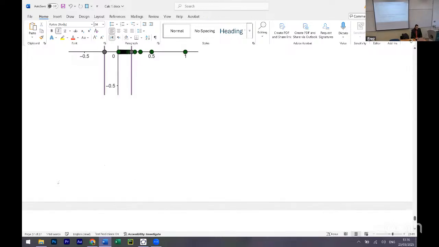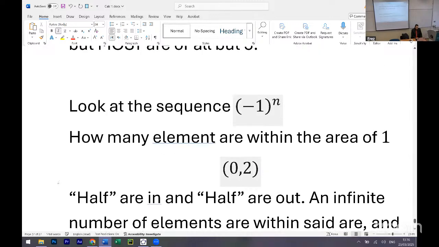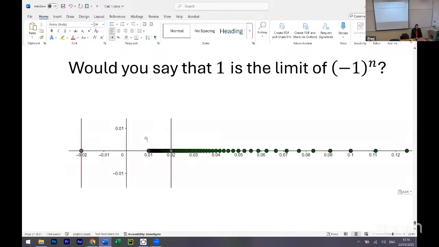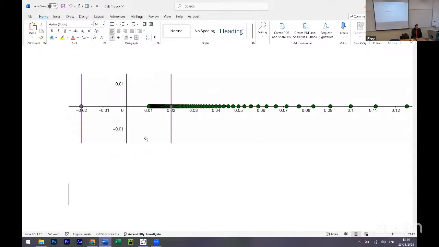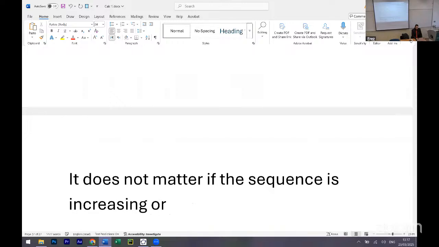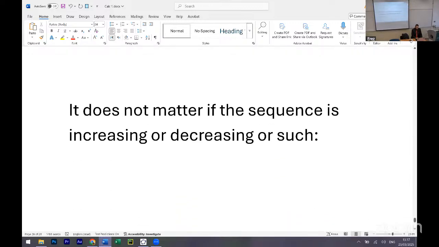Wait a second, I copied it. Okay, and it does not matter if the sequence is increasing or decreasing or such. And look at the following example.